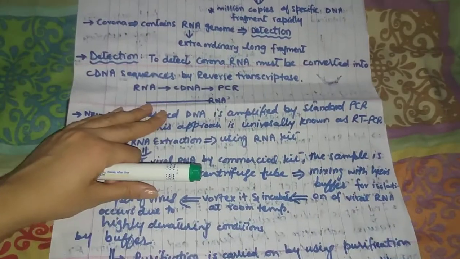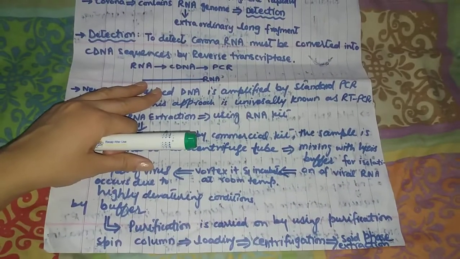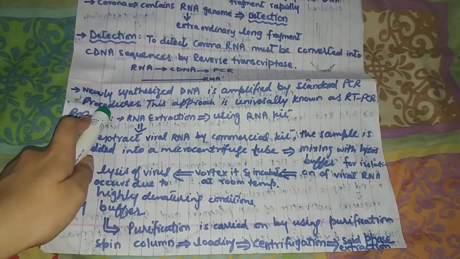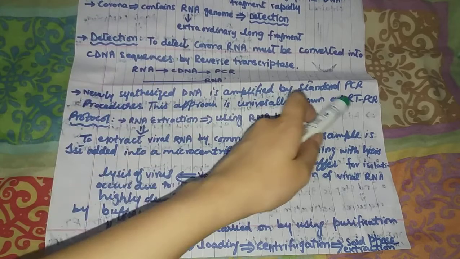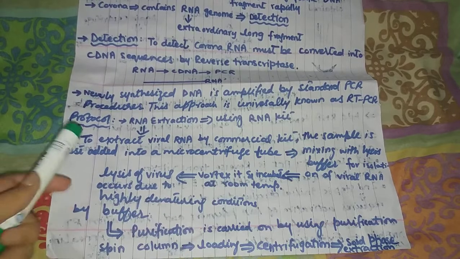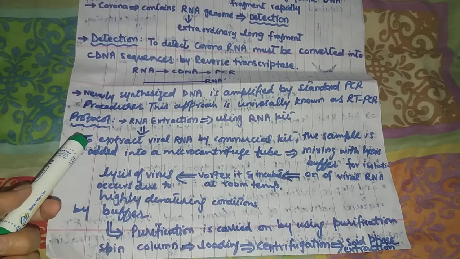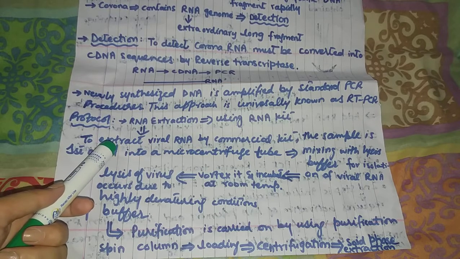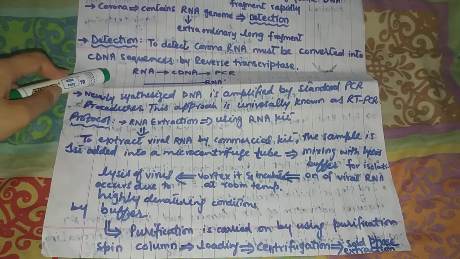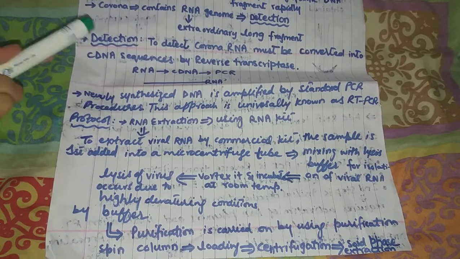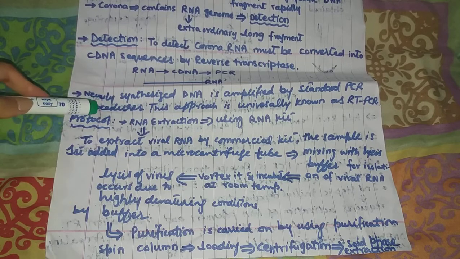So we can conclude that the newly synthesized DNA is amplified by standard PCR procedures. This approach is universally known as RT-PCR. After collecting the sample, we come to the protocol of RNA extraction. RNA extraction can be done using multiple types of commercially available RNA kits.